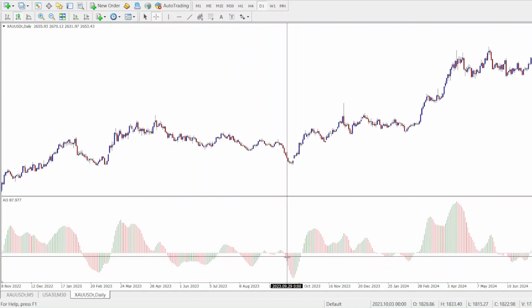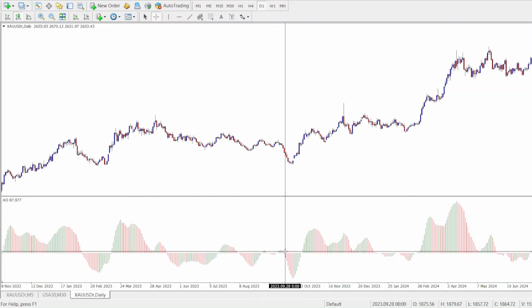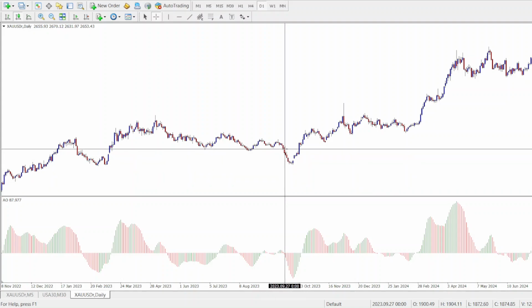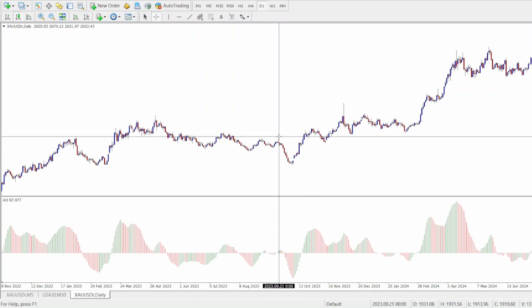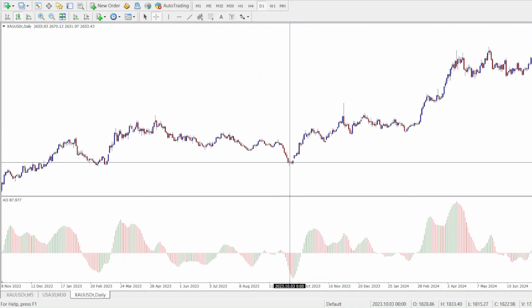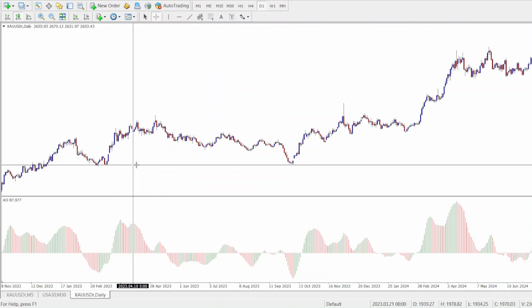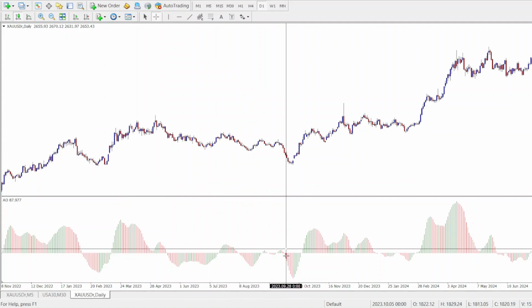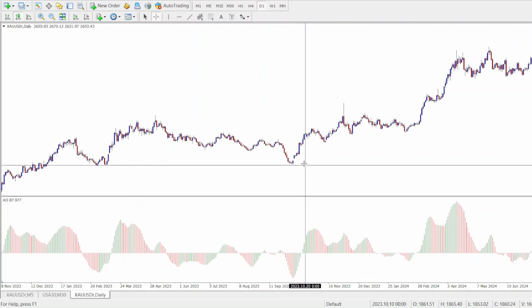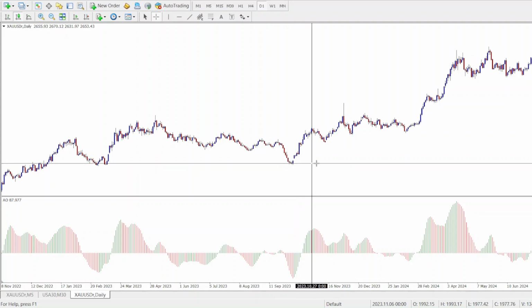So perhaps after the third red line, you can consider entering, or the second. You can see the first one formed around here, the second one was here. So perhaps somewhere around here we could have entered a sell, somewhere about the second. We could have entered the sell and then set stop loss above the swing high, and then our take profit can be at the nearest support level, like around here, or at the site of a green line. We would have considered exiting our sell trade.